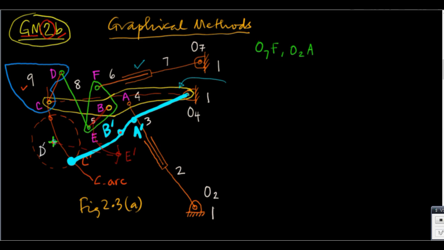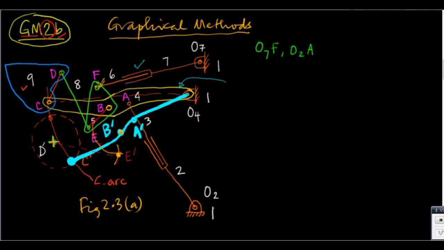Let me mark it in yellow here. This is E prime. How did I get it? I got it by an arc like this about B prime with the length BE, and an arc about D prime with length DE that located E prime. After I have located E prime and B prime, then I can locate F prime.